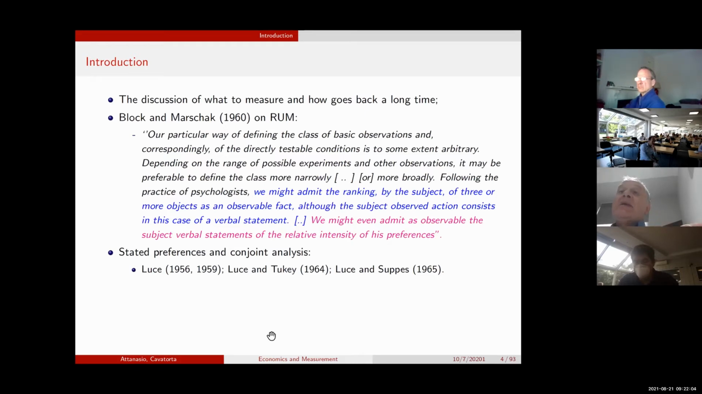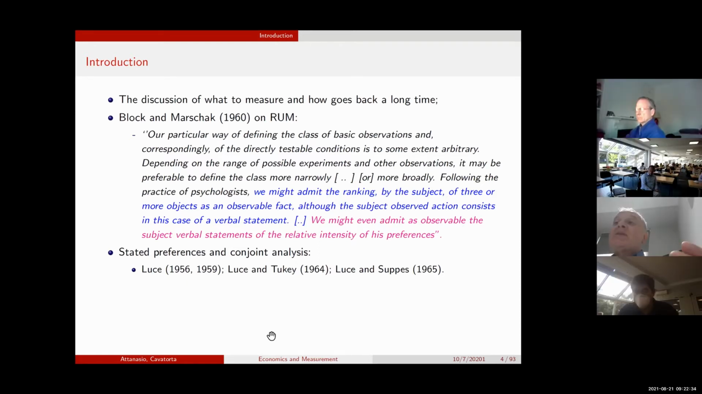This is another nice quote. If you read the blue part of the quote, it says that we might admit the ranking by the subjects answering the questions of three or more objects as an observable fact. So here they're saying, you can ask a person to rank their preferences among different objects, and then as economists, as researchers, we would treat those answers as facts, as real stuff.